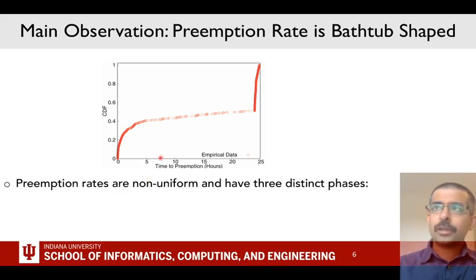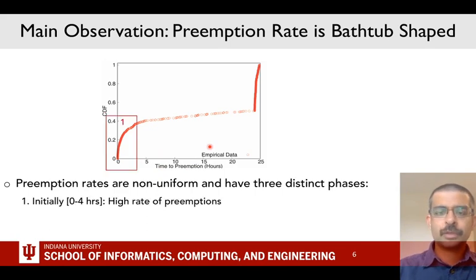So interestingly, this preemption behavior has some interesting characteristics. Note that the preemptions are not uniformly spread out across the 24-hour intervals, but instead have these three distinct phases. In the first phase, we will see a large number of VMs getting preempted. For example, for this particular VM type, in less than 4 hours, more than 40% of the VMs are preempted already.